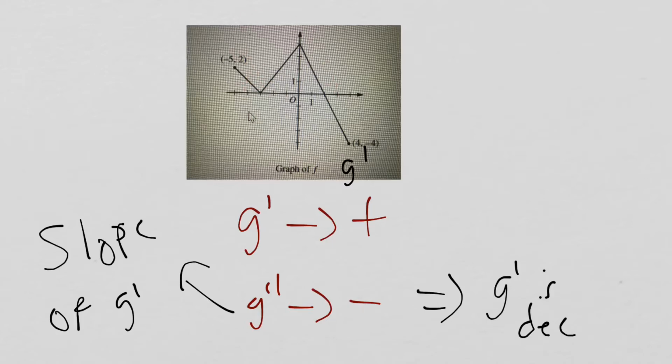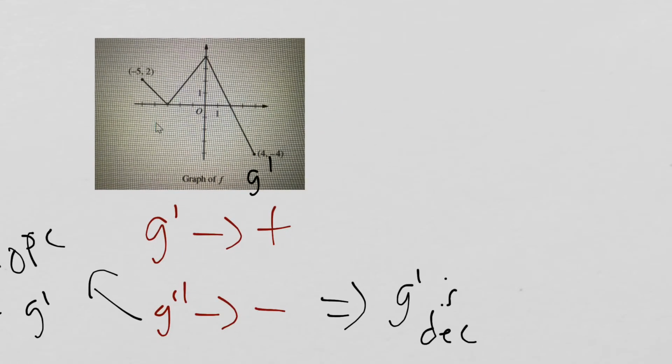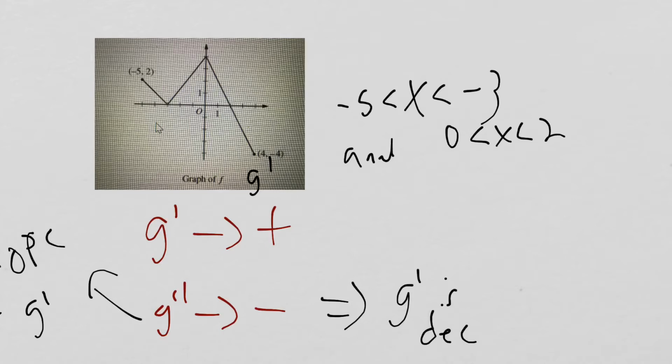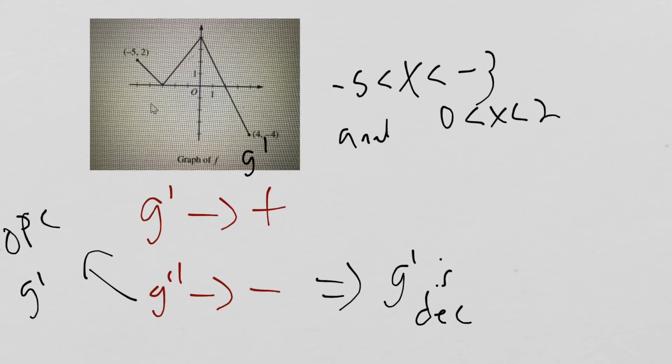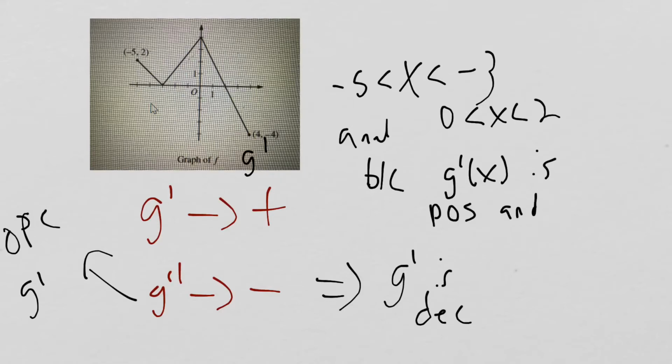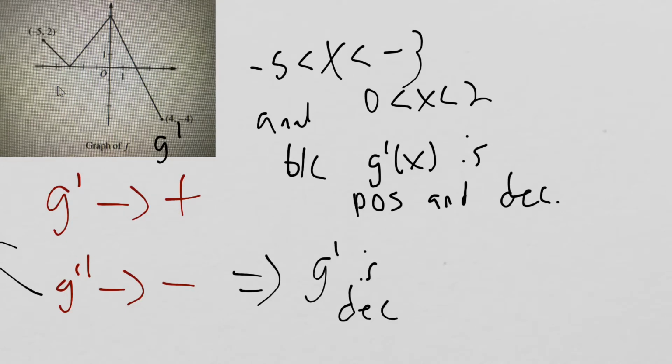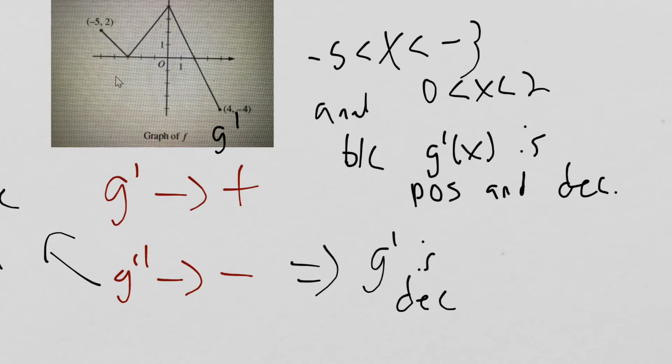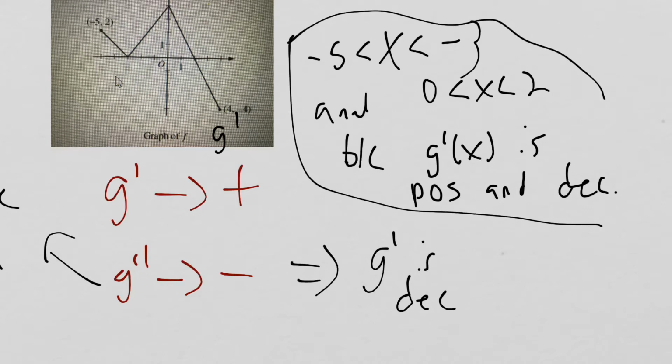It's above the x-axis. So we can see that this happens from -5 to -3, and from 0 until 2. And then we will say, because g prime of x is positive and decreasing. So that's our final answer, and we need to provide that justification to get full credit.